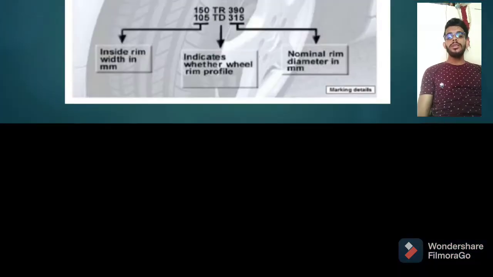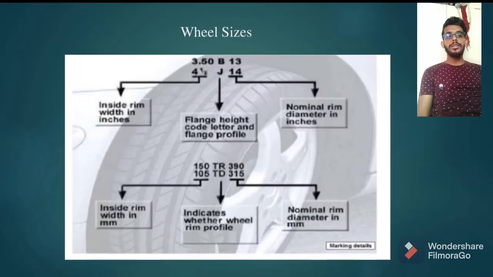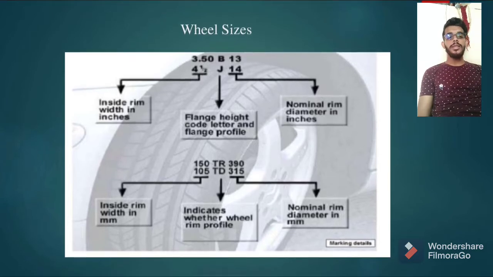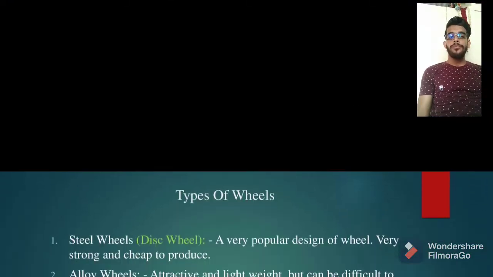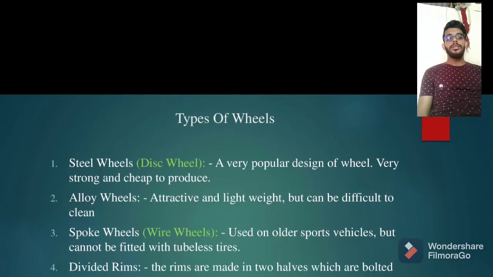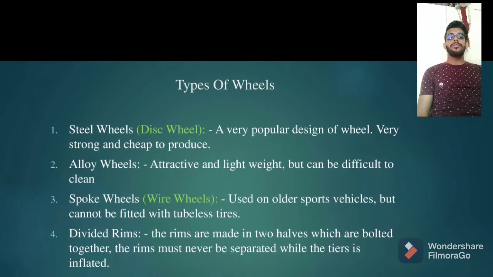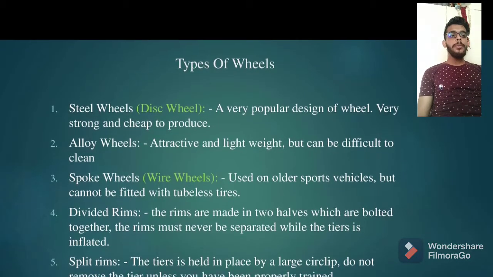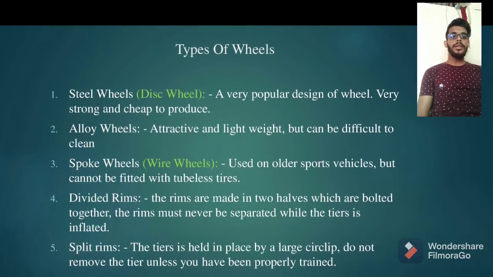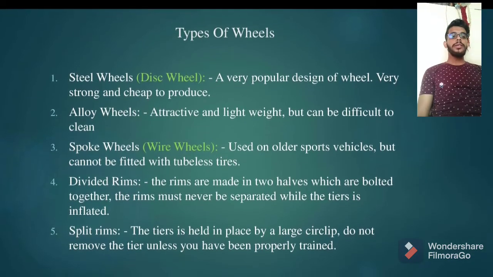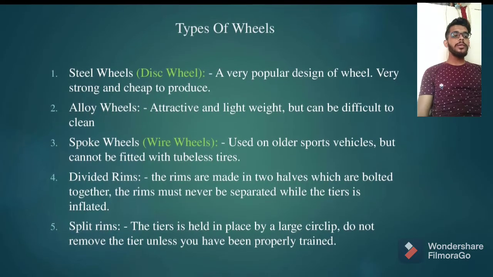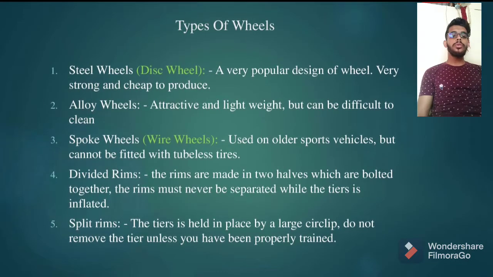Next point is wheel size. We can see wheel size in inches and in mm, and the diameter in inches and mm. So next point is types of wheels. First point is steel wheels, meaning disc brake. A very popular design of wheels, very strong and cheap to produce. Second point is alloy wheels. Attractive, lightweight but can be difficult to clean.